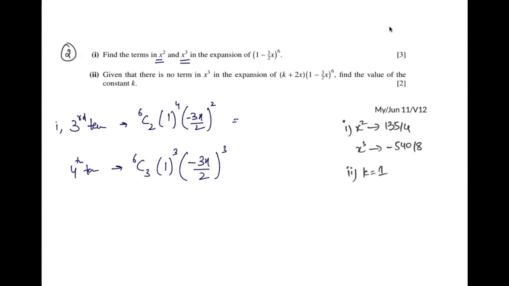6c2 multiplied by 9 upon 4. So I'm getting 135 x squared upon 4. And for the fourth term, 6c3, you are going to use your calculator to evaluate this. 6c3 multiplied by minus 3 upon 2, the whole thing cubed. You multiply it with 6c3, and you get minus 135 upon 2 x cubed.